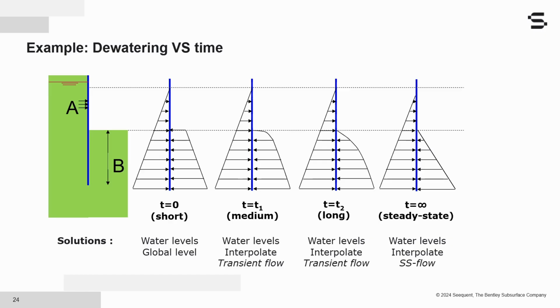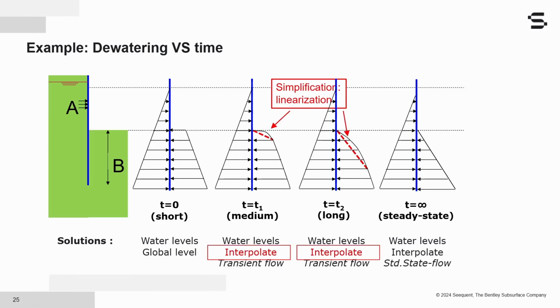And if you look at the two situations in between, basically it's a transient condition that we want to model. So we can define that kind of situation using water levels, and we can use a transient groundwater flow using a specific time interval. So t equal to t1 or maybe t equal to t2. And then we just let the calculation give us the resulting pore pressure distribution with time.